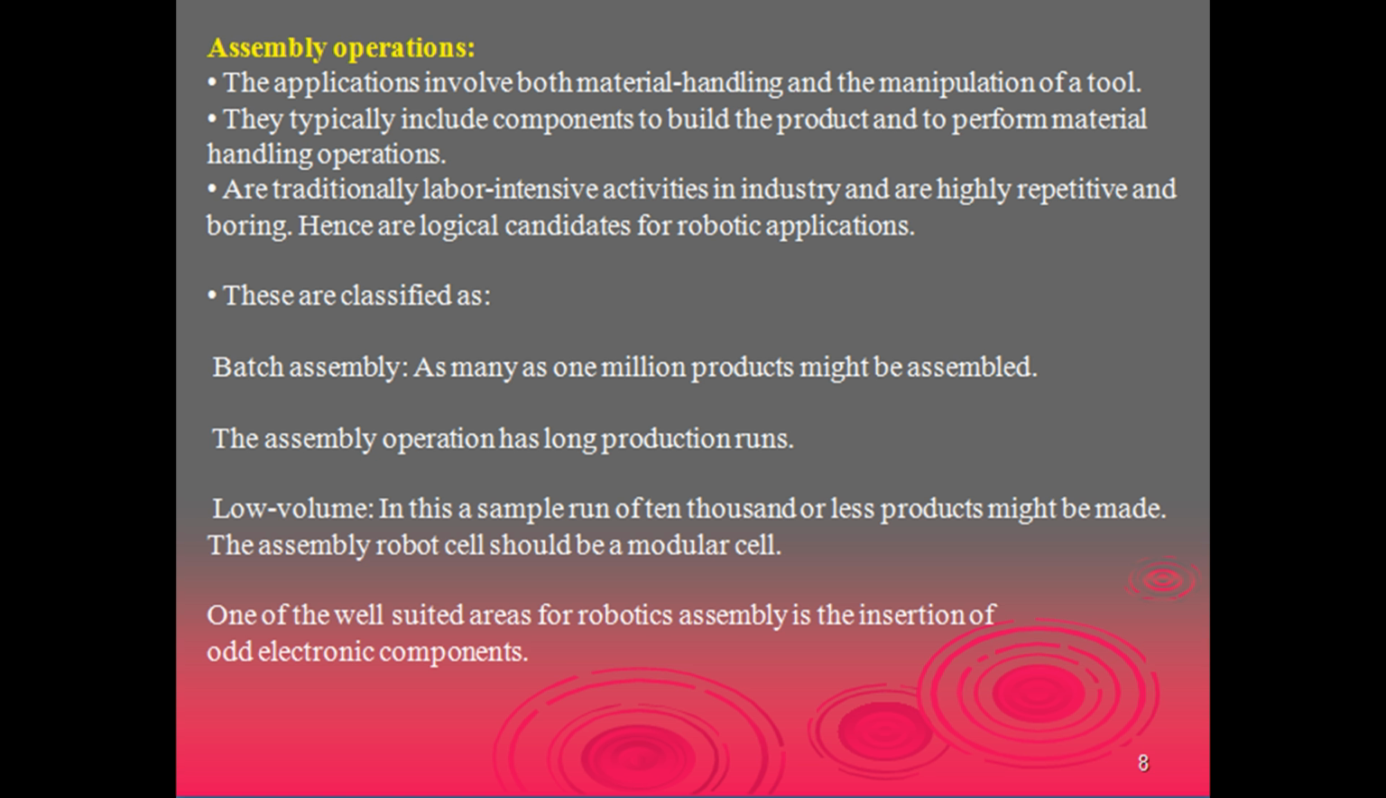These are classified as batch assembly. As many as 1 million products might be assembled. The assembly operation has long production runs, low volume. In this, a sample run of 10,000 or less products might be made. The assembly robot cell should be a modular cell. One of the well-suited areas for robotic assembly is the insertion of odd electronic components.